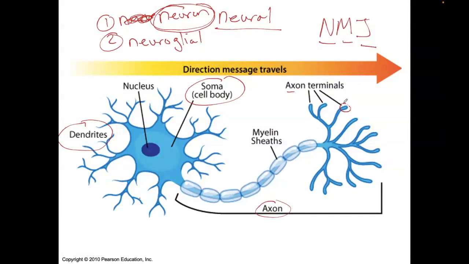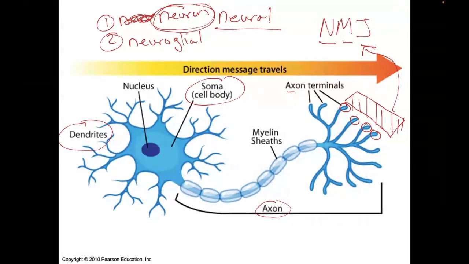And right here at the end of the axon terminal, these swollen tips at the end are going to make contact with an organ or a muscle. So let's say this is a muscle. We can call this junction between the muscle and the nerve the neuromuscular junction.